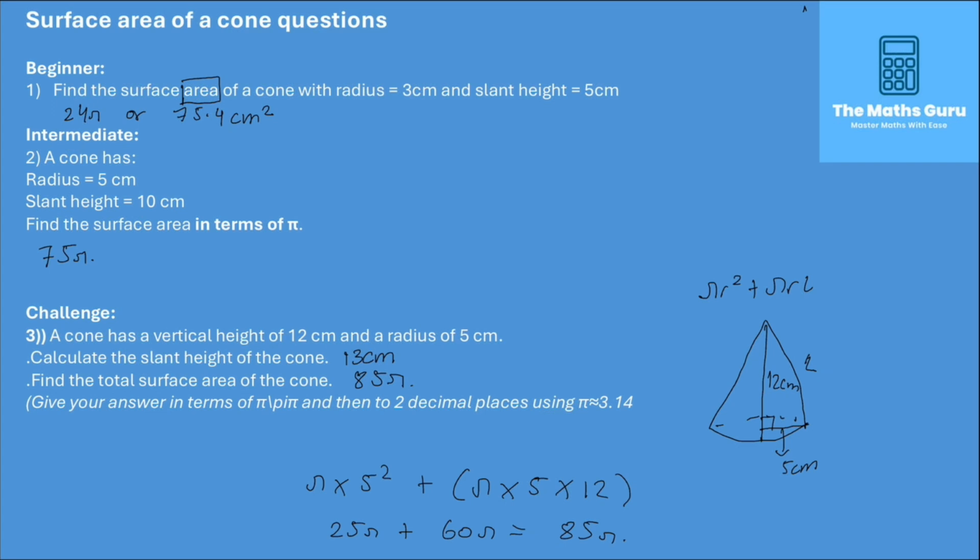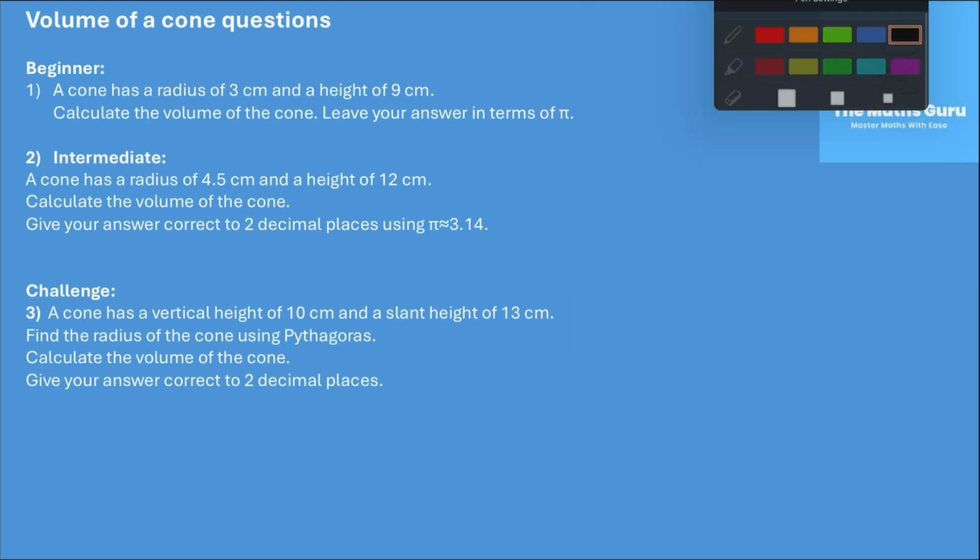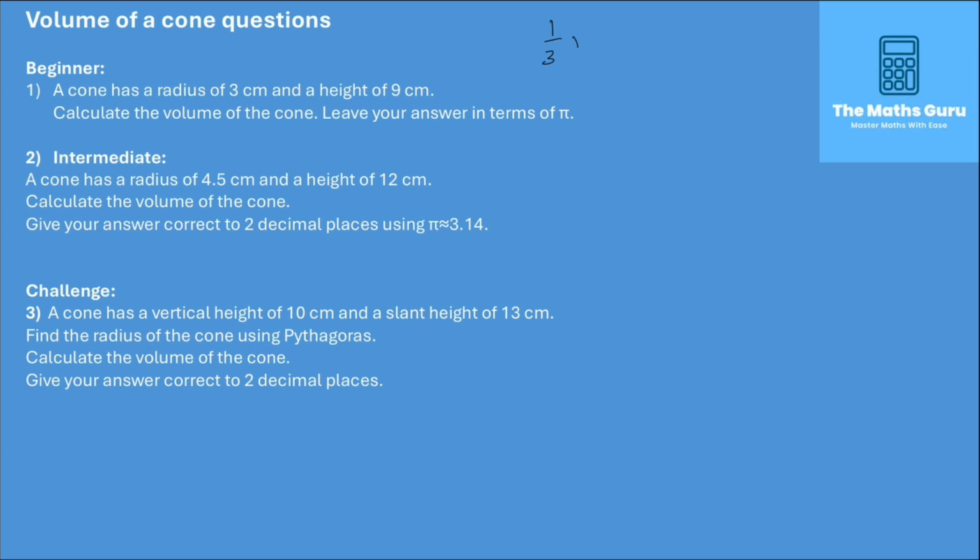Now let's move on to volume of a cone. If you recall, our volume of a cone formula is 1/3 times our pi r squared, our cross-sectional area, times our perpendicular height, our height from the middle of the base of the cone straight up to the top vertex. So a cone has a radius of 3 centimeters and a height of 9 centimeters. If I draw this out, it looks something like this. Call that 9 centimeters and call this 3 centimeters.